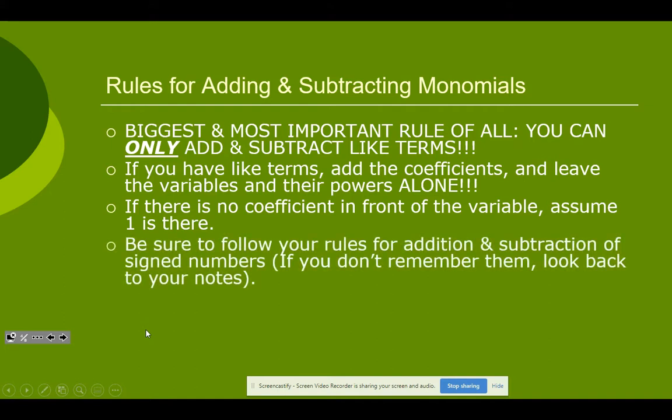And be sure to follow all the rules for addition and subtraction of signed numbers. Now, I haven't directly given you notes about addition and subtraction of signed numbers. However, you very easily can take a look back in notes that you've taken in 6th, 7th, and 8th grade, if you still have them. Take a look at how you add and subtract signed numbers. You also, at all times when you're doing basic arithmetic with addition, subtraction, multiplication, division, should be using a calculator to check your work.